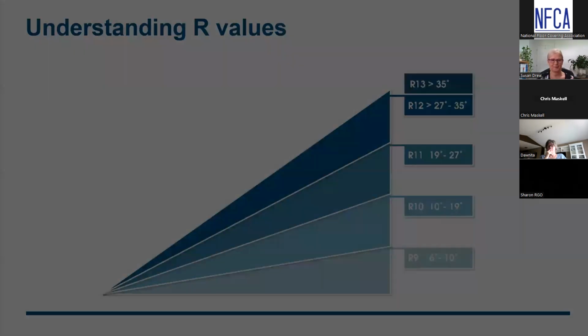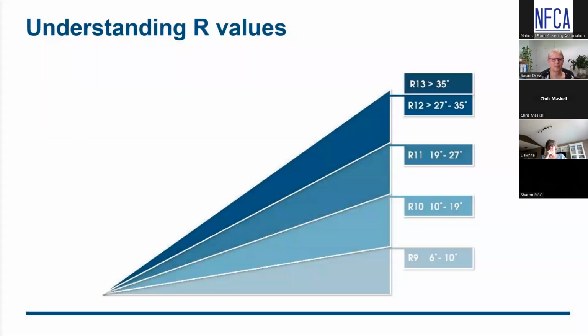There you go. So let's talk a bit about R values. R values are a classification, not a test result. Values start at R9. This is a smooth floor. Each R value encompasses a broad scope of angles, as you heard. For example, R10 represents angles from 10 degrees to 19 degrees. This is a very large classification.